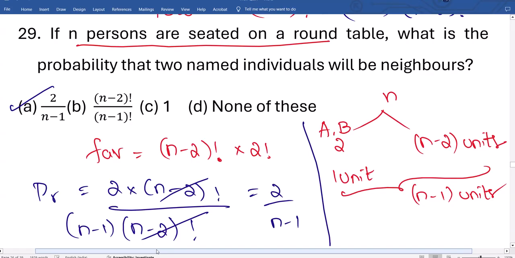Probability related question. N persons are seated around a round table. If n persons are there, we can do it in n minus 1 factorial ways. And two particular people must be neighbors, meaning they should be adjacent. It can be AB or BA. That's why the 2 factorial extra we wrote. We can swap it. The 2 factorial is for that purpose.